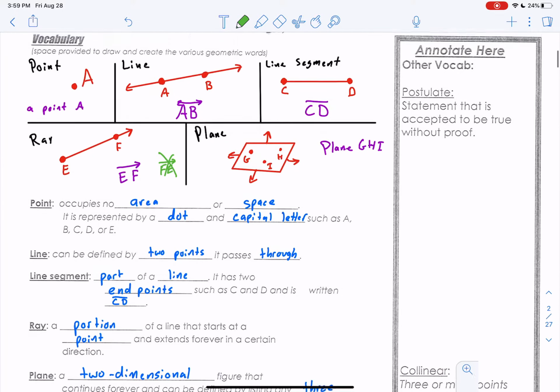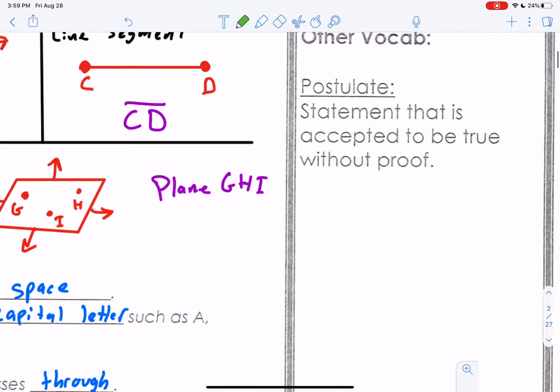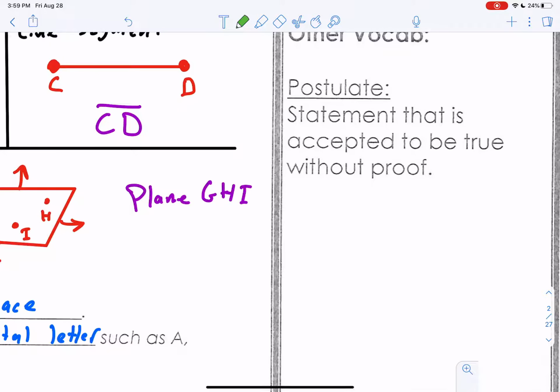Other vocab we have listed on the right-hand side over here is this idea of a postulate. A postulate is a statement that is accepted to be true without proof. I like to call these common sense rules for geometry. So that is a postulate.